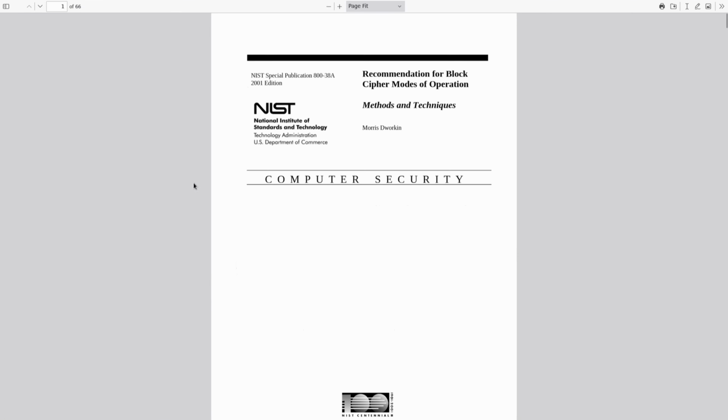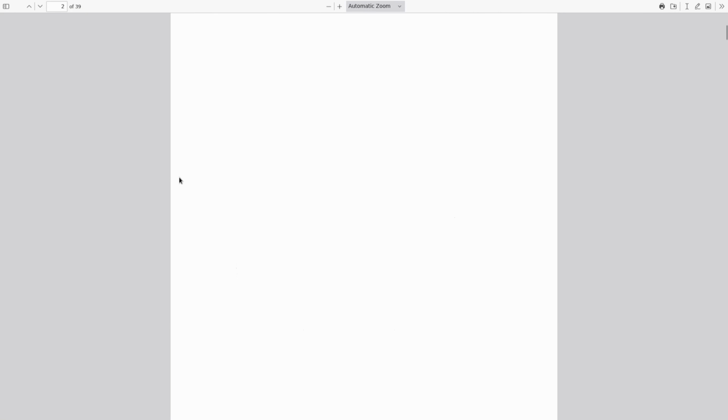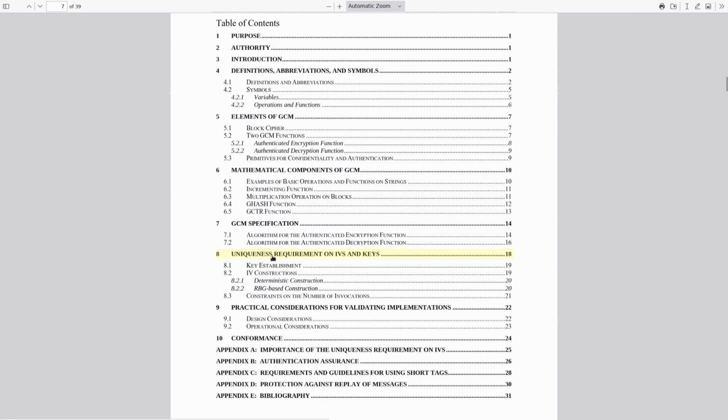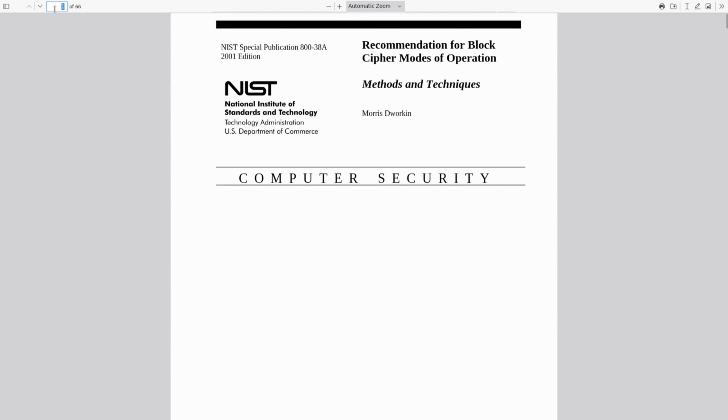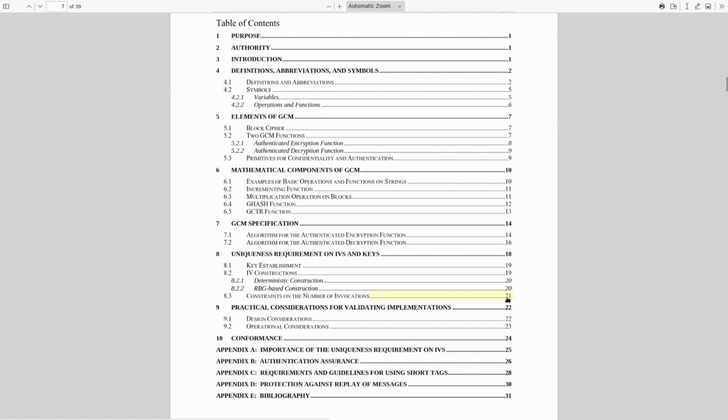Now, one fun little thing that's completely irrelevant, but that I get a kick out of: if we reset the zoom on both of these, it's fun to just notice the shifts in typography over the years between 2001 and 2007. But moving on to things that actually matter. We have an entire section in the GCM specification devoted to the uniqueness requirement on IVs and keys. So compare over here, one sentence. Over here, one section. I guess that's 3 pages, 4 pages.